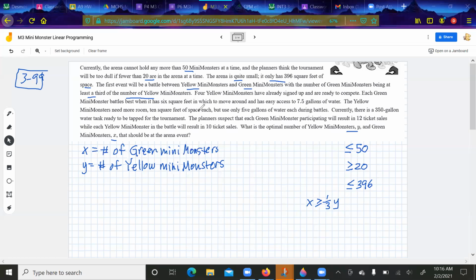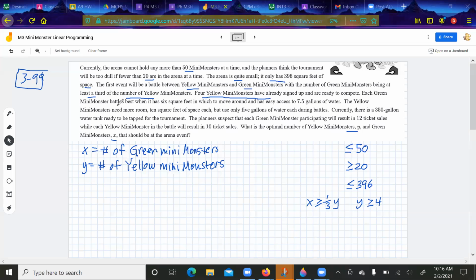Okay, next. Where am I at? 4 yellow mini monsters have already signed up and are ready to compete. So we're going to have at least 4 or more yellow mini monsters. So Y is going to be greater than or equal to 4. All right, that's going to be a horizontal line above the x-axis.